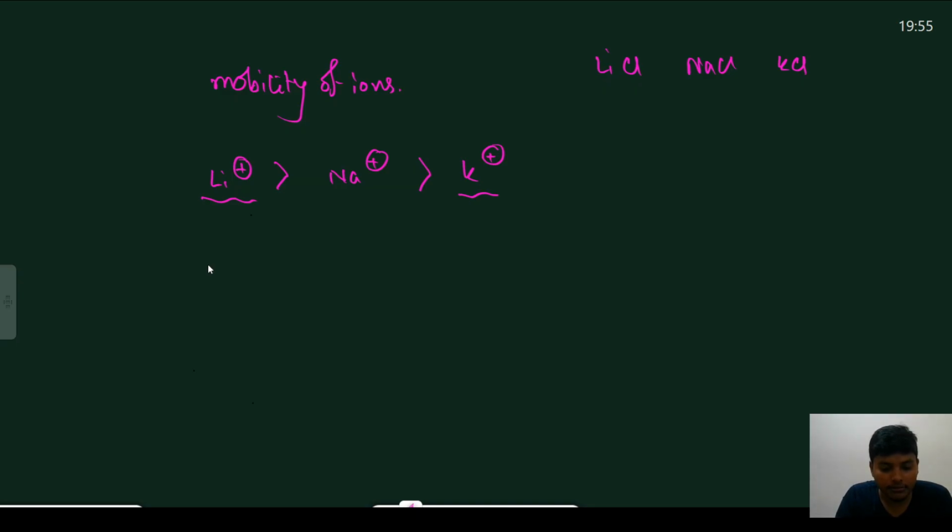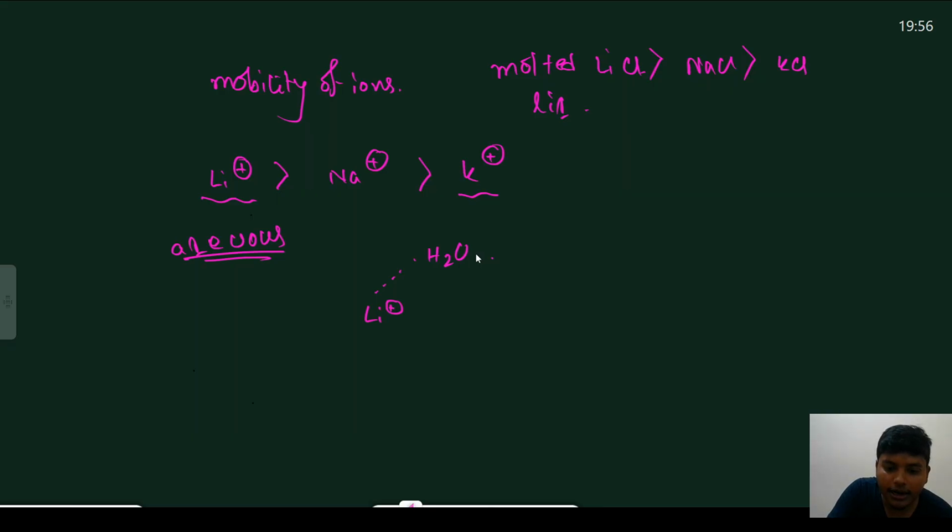Obviously LiCl. Okay, but this statement is partially correct. Listen, this statement is correct when you are taking molten or liquid NaCl, LiCl, because in liquid NaCl, LiCl, only Li plus, Na plus and K plus are there. But if you are taking aqueous, then what will happen? The smaller the ion, it will attach with more number of water molecules.